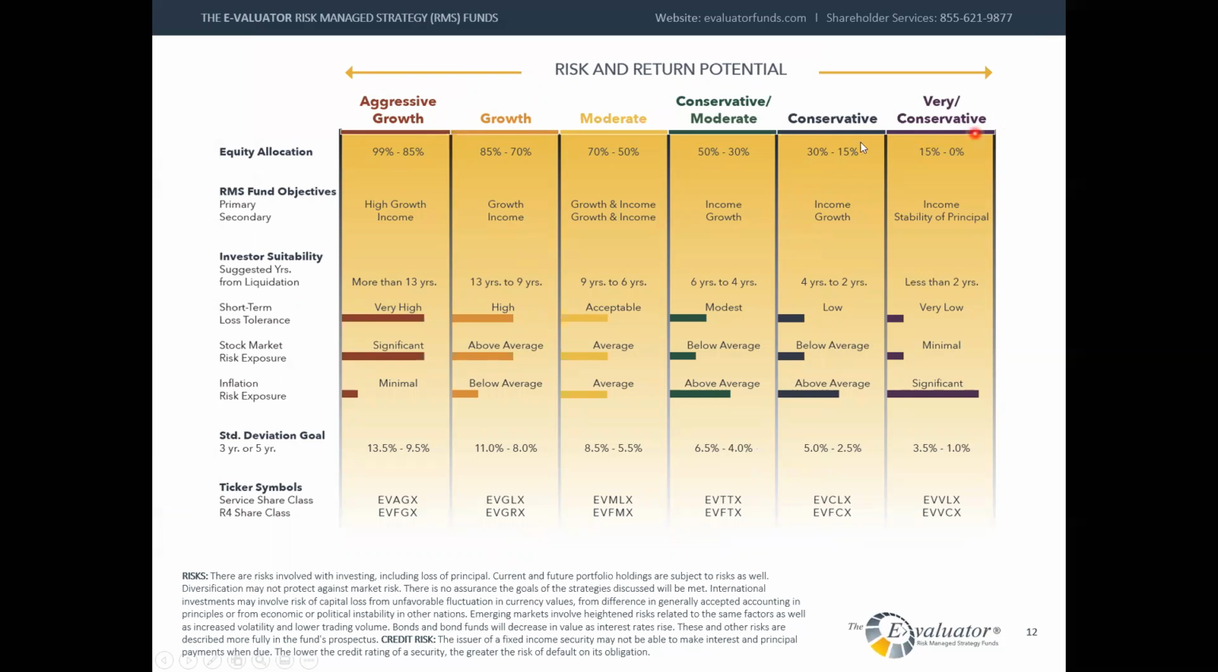Across the 6 strategies, we have various focuses, whether it's high growth with income as secondary, or income as primary and stability of principal secondary. So we identify a short-term loss tolerance for an investor. An investor with a very high short-term loss tolerance would be more interested in aggressive investing, whereas someone with a very low short-term loss tolerance would be on the other end of the spectrum, very conservative.